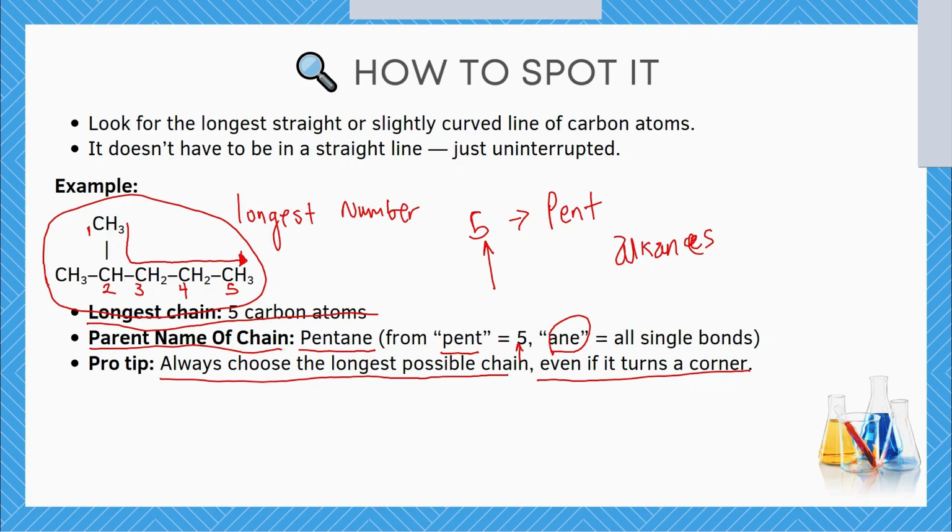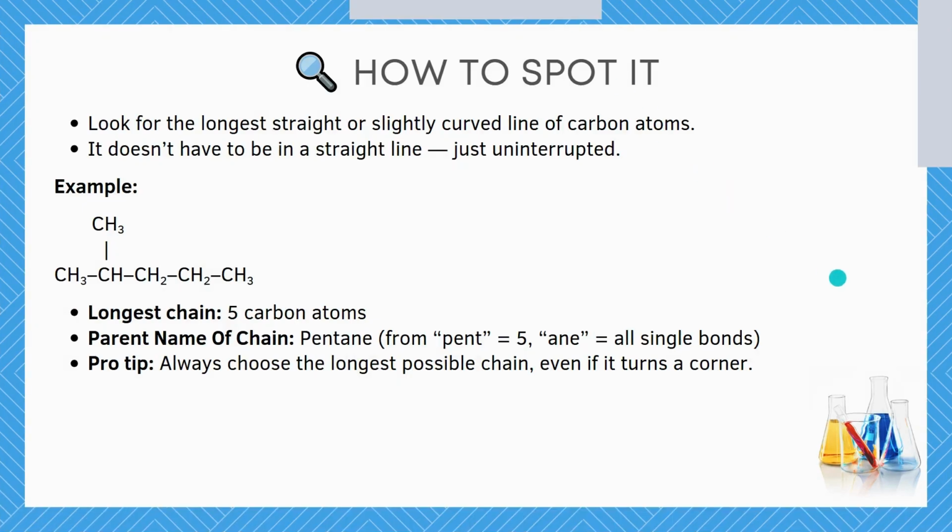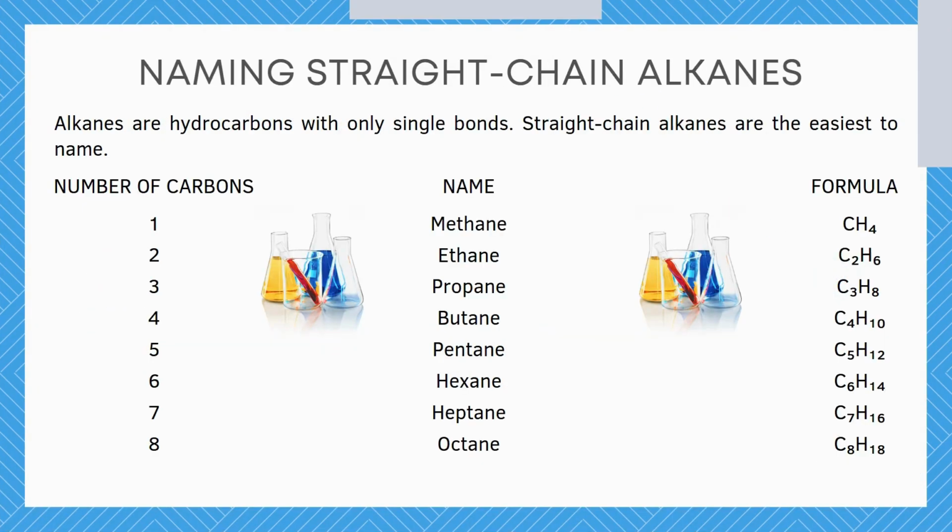So now that we have talked about how to spot and identify the longest carbon chain, it is time to talk a bit about some of the names with which we identify the number of carbons in the parent chain. And that brings us to the concept of naming straight chain alkanes. It is important for you to know that alkanes are hydrocarbons that have only single bonds. Now we're going to get into the concept of single bonds and multiple bonds, okay? But let's start off with the basics. Alkanes are hydrocarbons that have single bonds, and straight chain alkanes are the easiest to name.